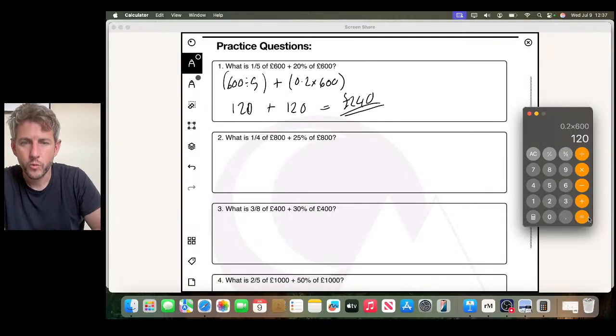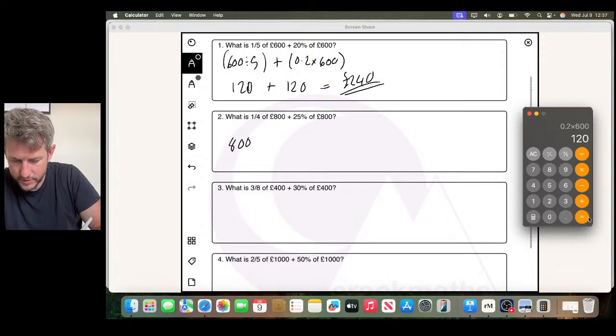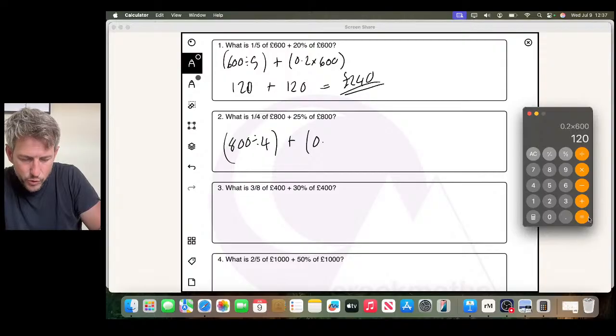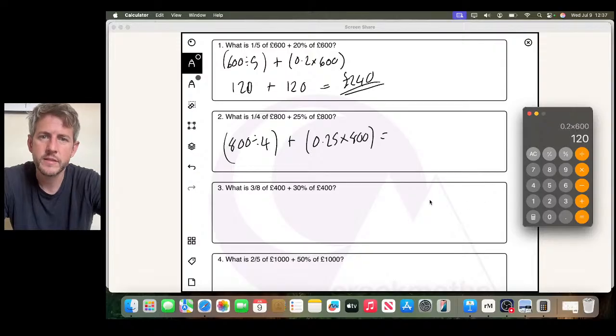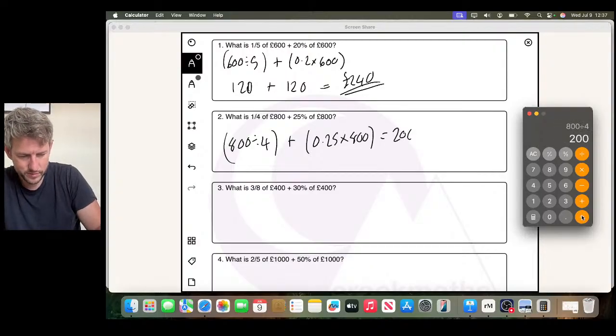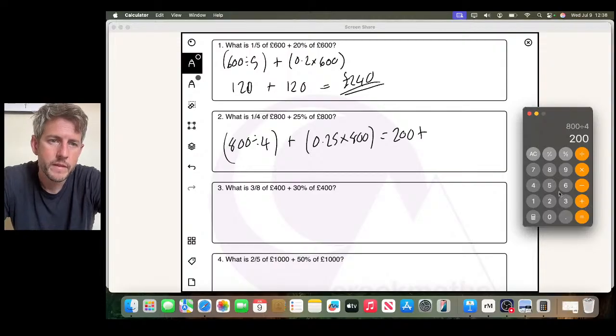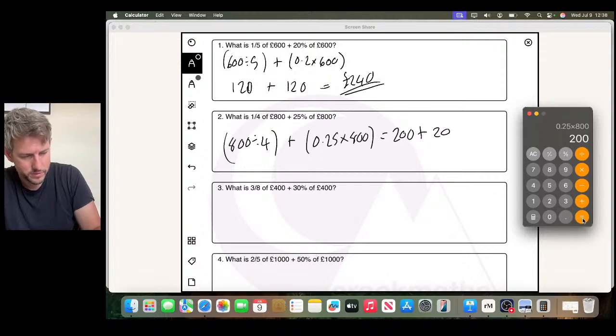Right, a quarter of 800 is 800 divided by 4. Add 25%, again we just do 0.25 times 800. So 800 divided by 4 equals 200, plus 0.25 times 800, which is 200 as well. So that will equal £400.